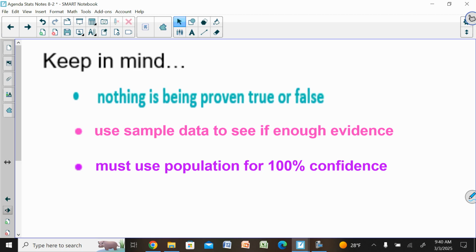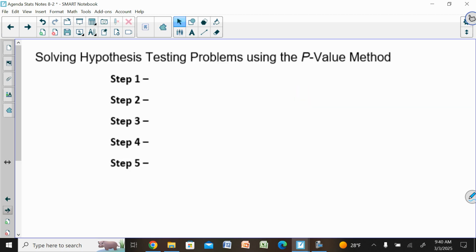All right, so here we go. Let's talk about our steps. This is always a 5-step process. On the back of your notes, we've got steps 1 through 5. Nothing's going to change through the whole chapter. So whenever you read a problem, the first thing you are going to do is you are going to state your H sub O and your H sub 1 and identify the claim. We've done that already, right? H sub O is always a statement of equality. H sub 1 tells us if it's right-tailed, left-tailed, or two-tailed.